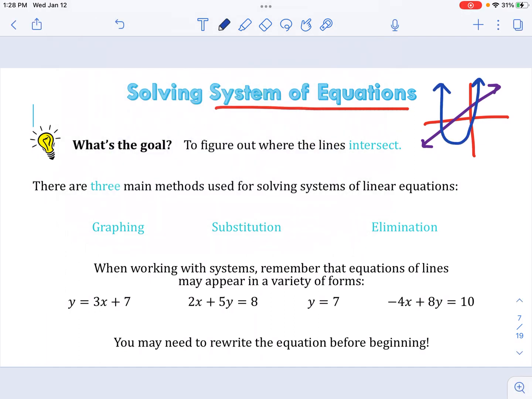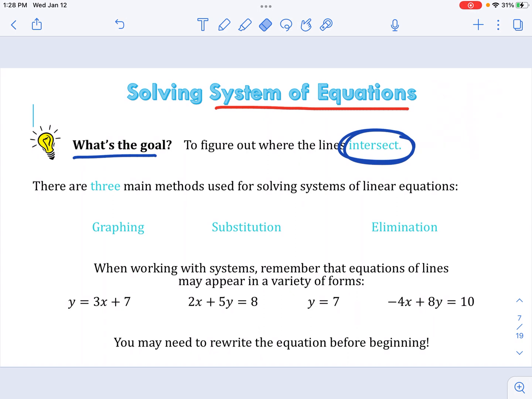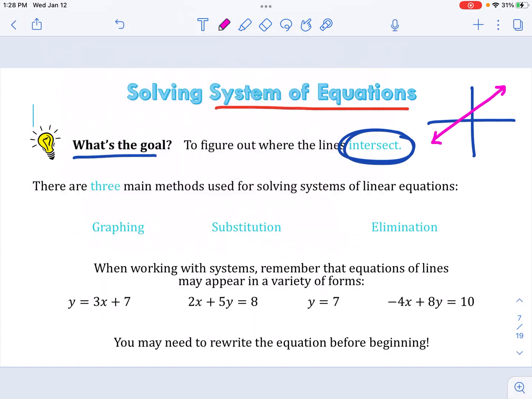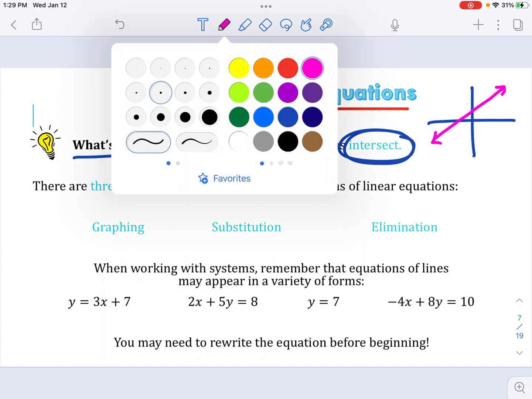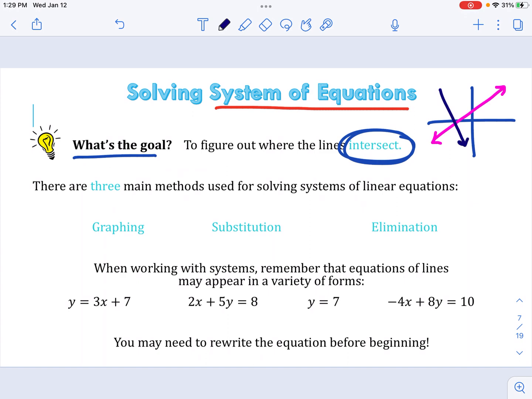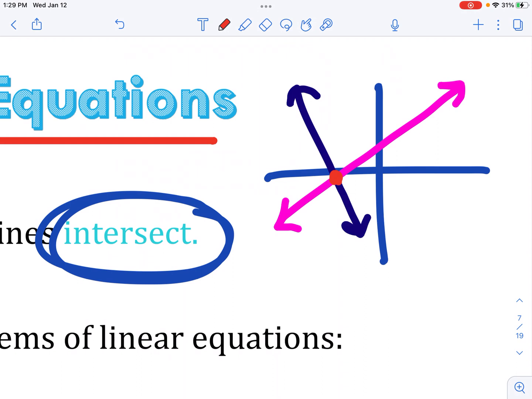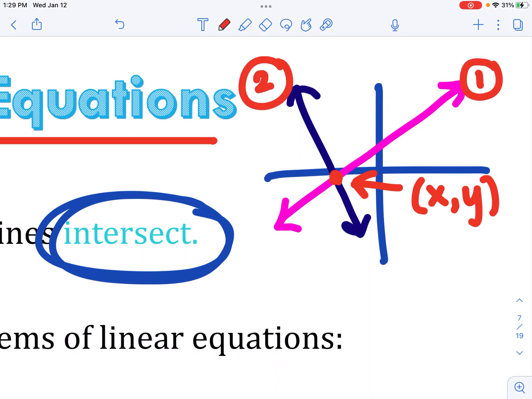All right, so when we're looking for systems of equations, the goal is to figure out where the lines intersect. When we talk about solutions to a system, we're looking at that one point, and I'm going to go back to two linear functions here. A solution to one linear function is any point that falls on the line, but a solution to a set of linear equations is just that one point of intersection. This point right here is the only x and y value that'll satisfy this line as well as this line.